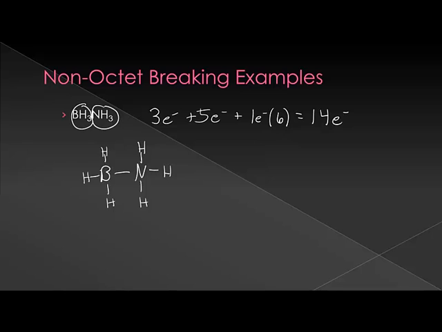Now let's figure out how many electrons we've used up and what we have left over. So we can see we have 2, 4, 6, 8, 10, 12, 14 electrons used, and we have 14 electrons here, so all of our electrons are used up. So now let's make sure we have an octet. 2, 4, 6, 8, so boron has an octet. 2, 4, 6, 8, so nitrogen has an octet. And we are all done with this one.